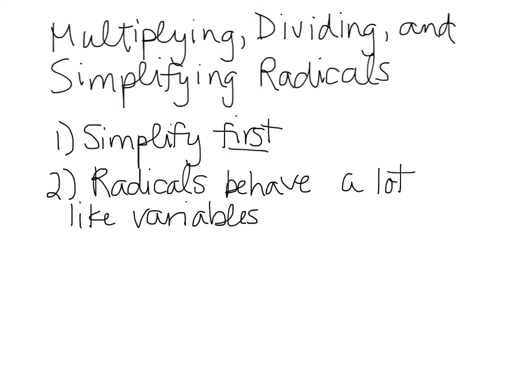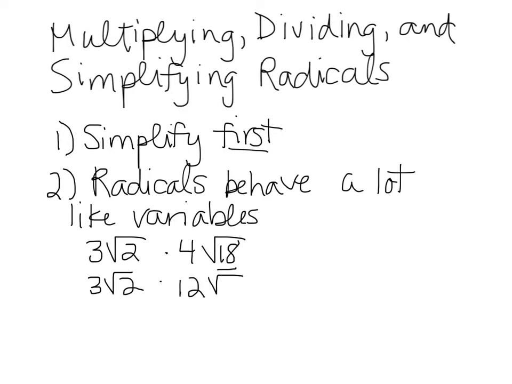Okay, I'm trying to think of a good example for each of these. If I have 3 root 2 times 4 root 18, right away I should notice that 18 has a perfect square factor of 9. So this is 3 root 2 times root 18, which is 9 times 2, so the 3 comes out, making this 12 root 2. That's what I'm talking about: simplify up front.